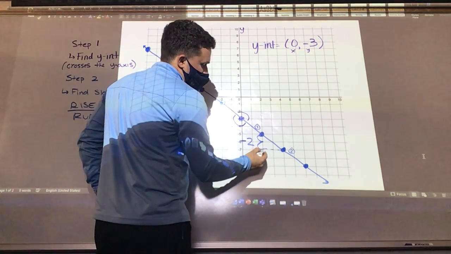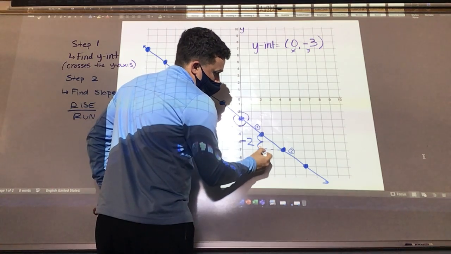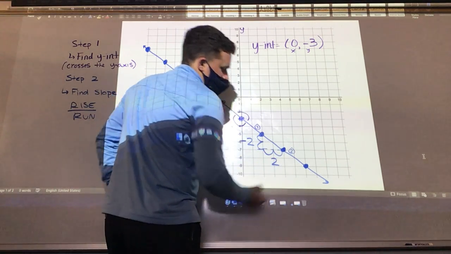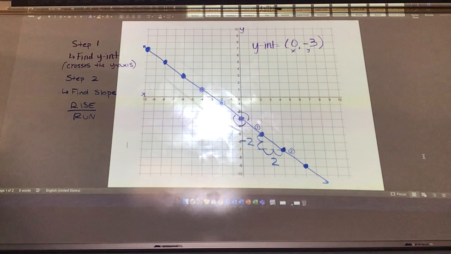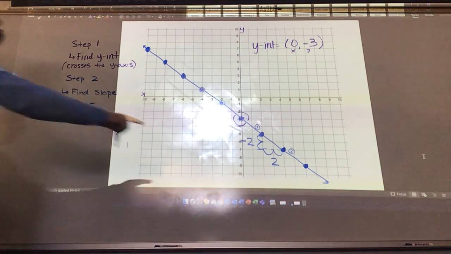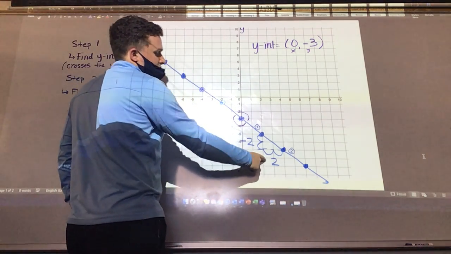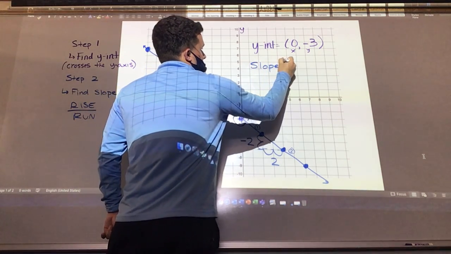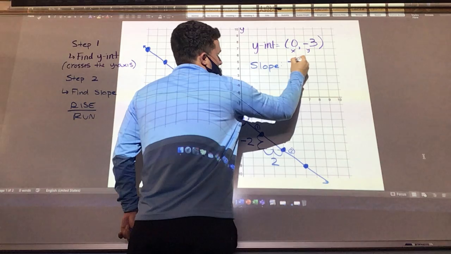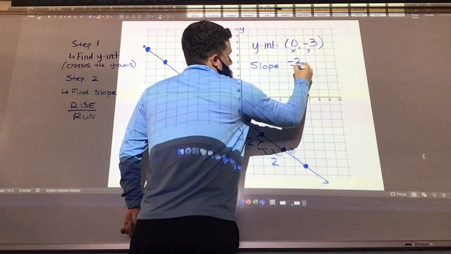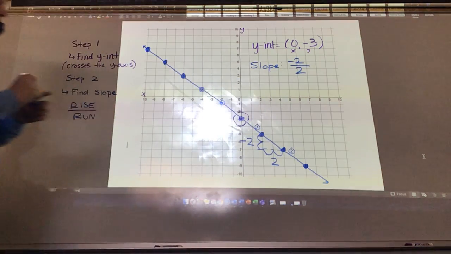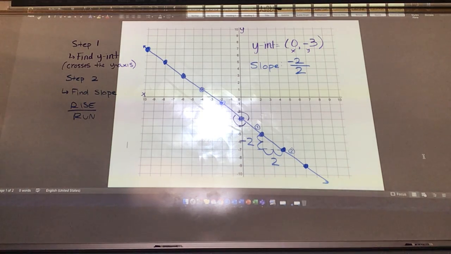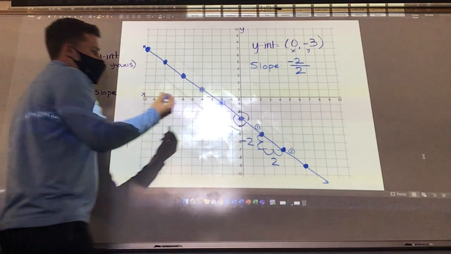And then here's where I've gotten some people. We're going to move right 2. Is moving right positive or negative? Right is positive. So we're going to keep this 2 a positive 2. So my slope, rise over run: we went down 2, so negative 2, and over right 2, which is a positive 2. So I've got my y-intercept, I've got my slope.